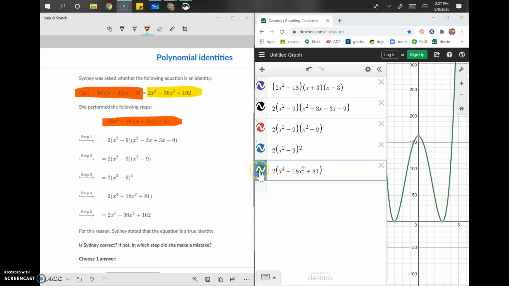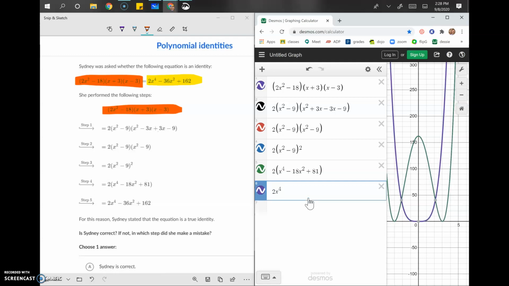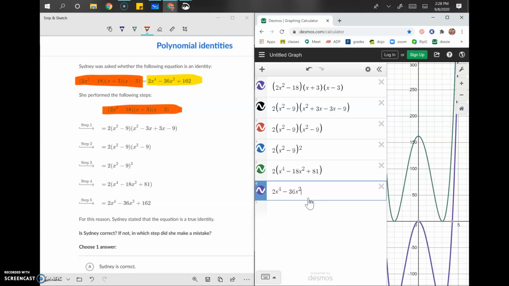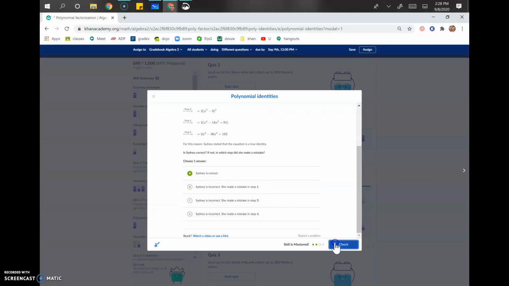The fourth step in Desmos, and you can see Sydney is absolutely crushing her math right now. She's multiplying correctly, she's factoring correctly, she's using the identities that we've already learned, and it's awesome. Here's the last one. Let's see if she brought this one home or if she messed up on the very last step. So 36x squared plus 162. And you can see they all match up. So she hasn't made a single mistake. We know that she's right. Let's move on.